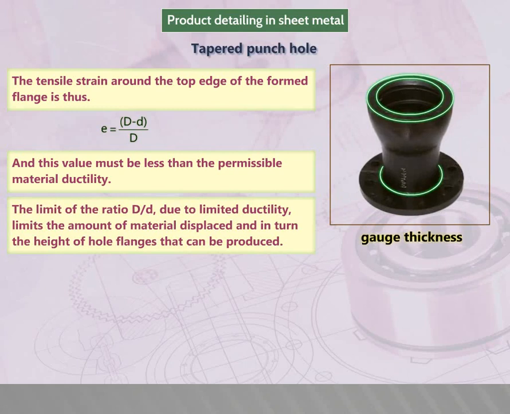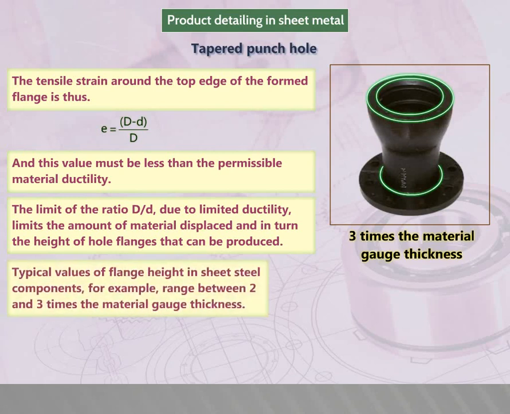The limit of the ratio capital D by small d due to limited ductility limits the amount of material displaced and in turn the height of hole flanges that can be produced. Typical values of flange height in sheet steel components, for example, range between 2 and 3 times the material gauge thickness.